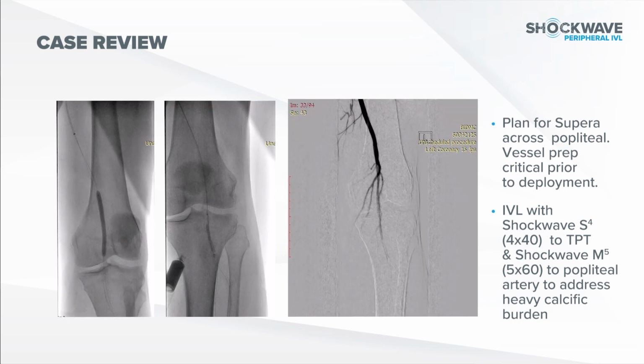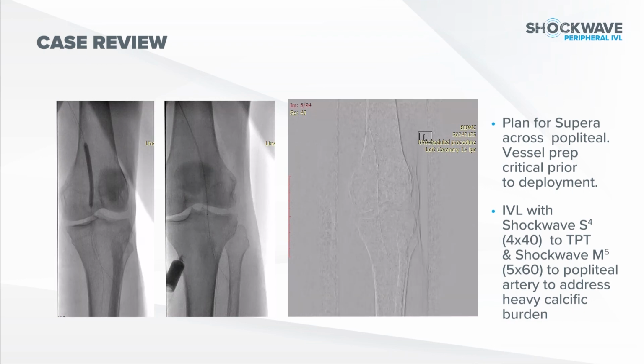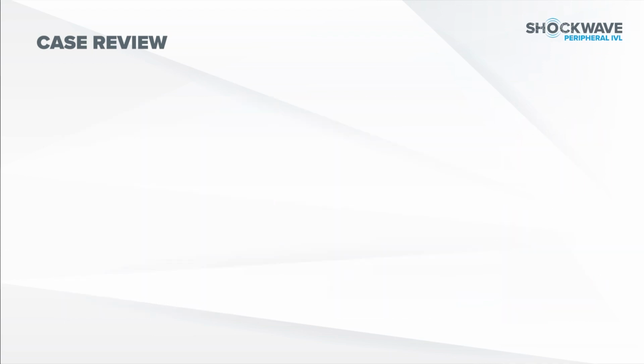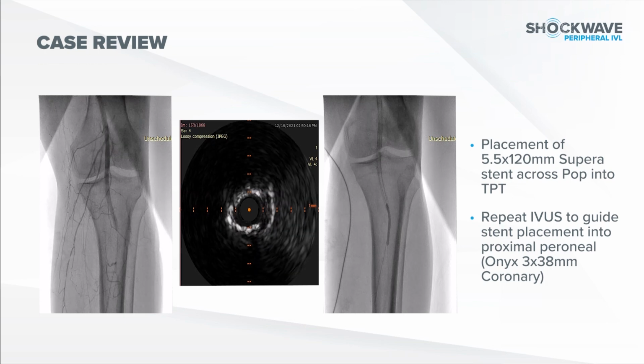We thought we'd be able to solve this case. So I went and placed a 5.5 millimeter Supera across the popliteal, again, sized a little bit larger than I saw in IVUS, and I thought I had everything covered. And I take this angiogram on the left, and the contrast is just stuck to the bill of the stent. My fellow looks at me, and he's like, now what?